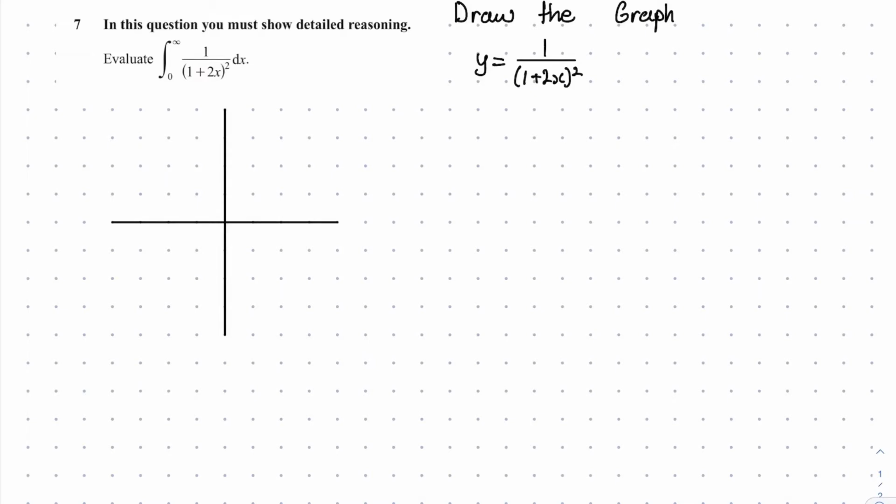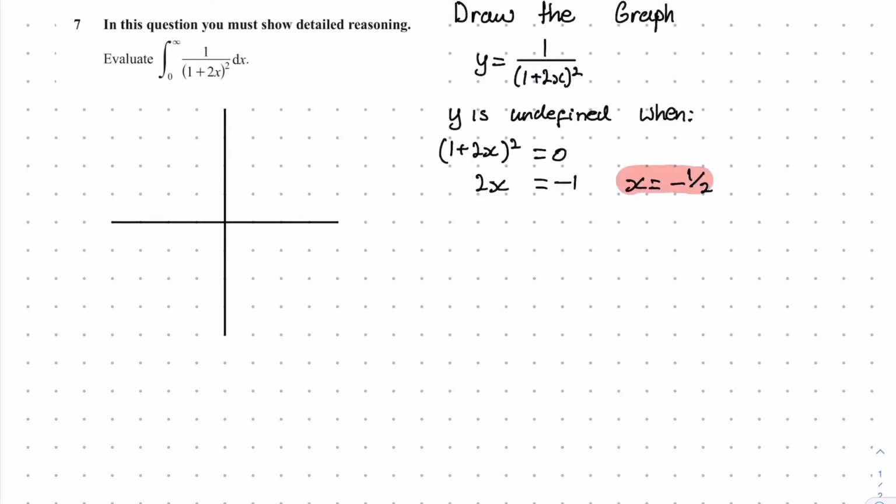So to start off with, we need to find out where y is undefined. So y is going to be undefined when the denominator of the equation is equal to 0. So here we've got 1 plus 2x squared is equal to 0. Using some simple rearrangement, we can get 2x is equal to minus 1, and therefore x is equal to minus 1/2. Let's put this on the graph. There we go, minus 1/2. And that's where there is no value defined for y.